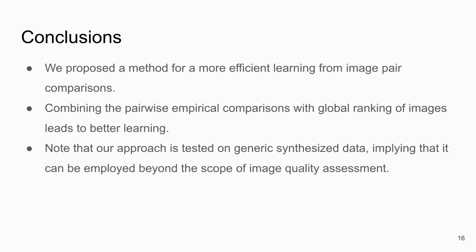In this talk, we propose a method for a more efficient learning from image pair comparisons. We showed that combining the pairwise empirical comparisons with the global ranking of image items can lead to a better training and more effective models. It's worth noting that our approach is also tested on generic synthesized data. This implies that our method perhaps can be employed beyond the scope of image quality assessment.